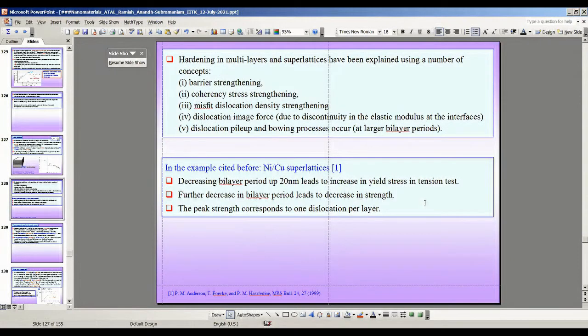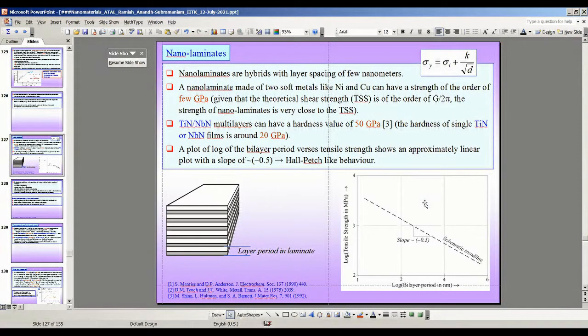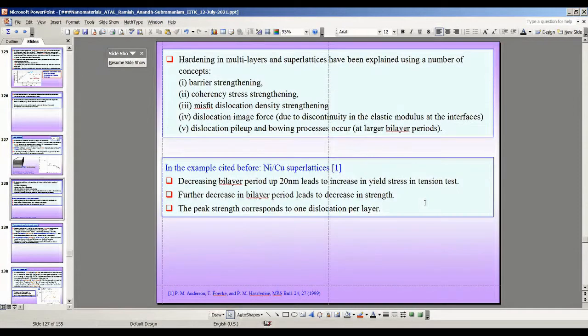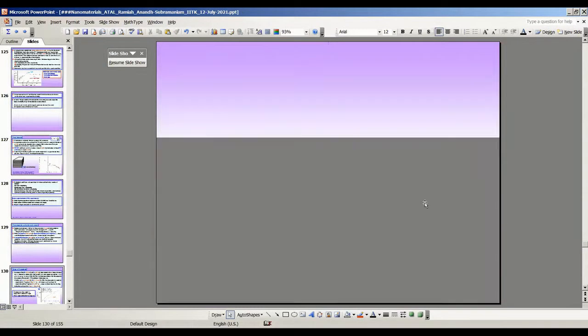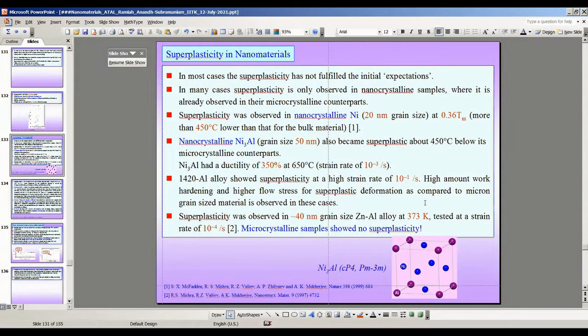So people have even produced nano-twinned structures, and they have found that some of these nano-twin structures, and I remember this was a paper in Nano Letters, can give rise to strengths which are higher than the shear strength of the material. That means the theoretical shear strength can be exceeded in such nano-twin materials. So let me flip a few slides here.